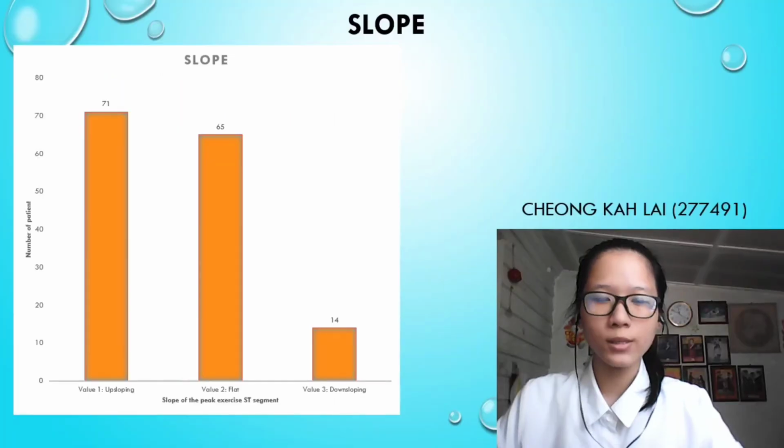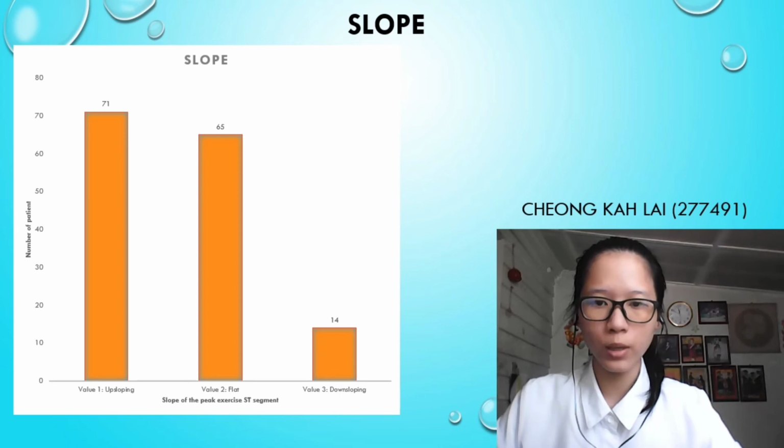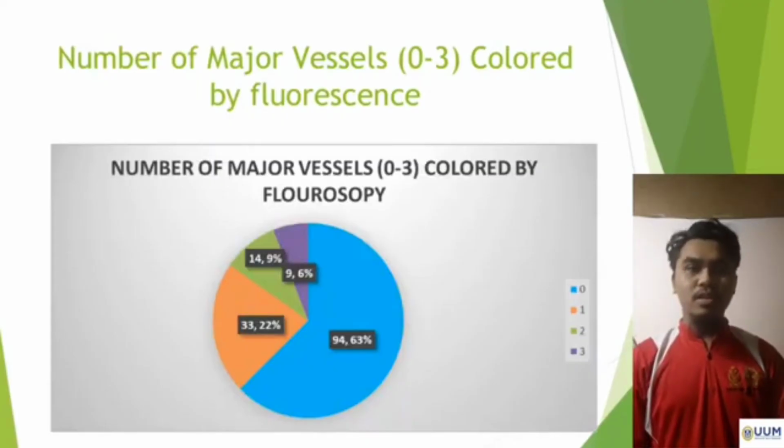From the bar chart, we can see that the highest number of slope of peak exercise ST segment is value 1, which is upsloping, with 71 people, while the lower number is value 3, which is downsloping, with 40 people or 9.33%. The pie chart in figure 3.2.10 shows the percentage of patients who have numbers 0, 1, 2, and 3 regarding the number of major vessels colored by fluoroscopy.